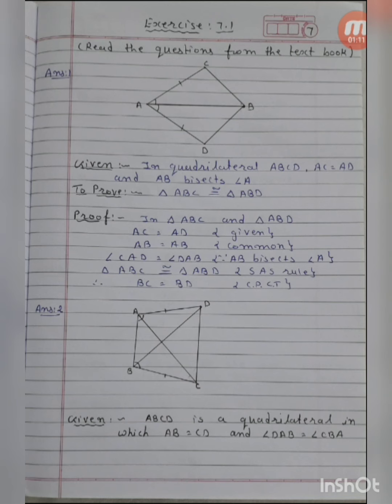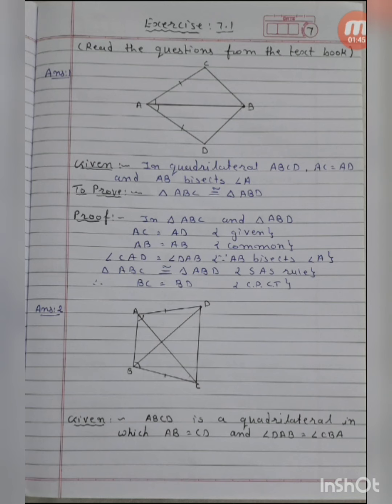Proof. In triangle ABC and triangle ABD, AC is equal to AD is given, AB is equal to AB is common, angle CAB is equal to angle DAB, as AB bisects angle A. So, triangle ABC is congruent to triangle ABD, and we can write BC is equal to BD by CPCT. If you prove the two triangles congruent, then you can write the other parts equal by CPCT.